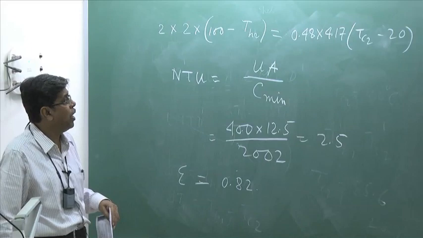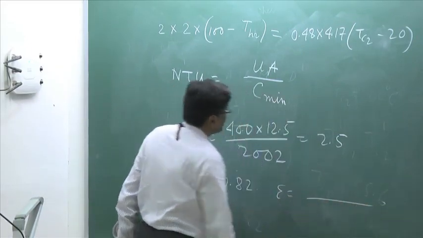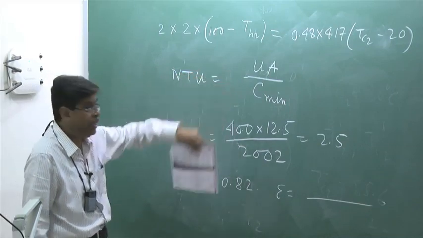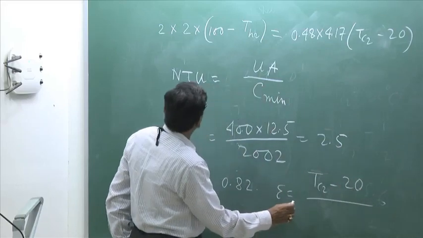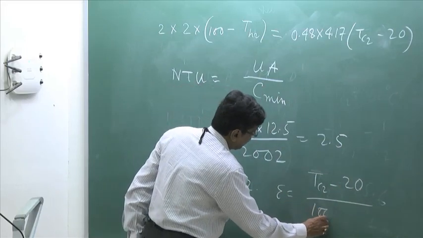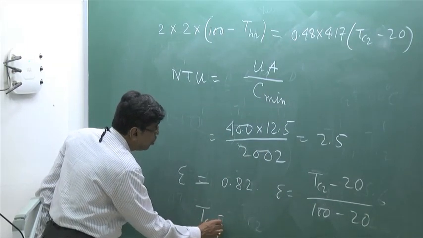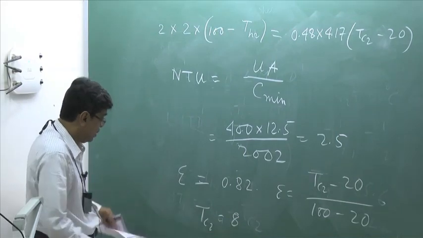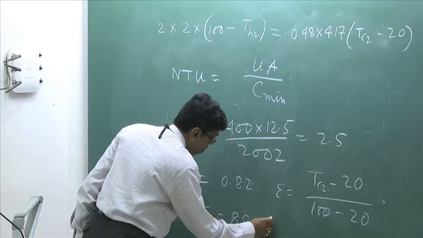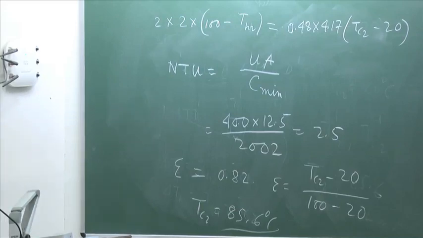Now when epsilon is 0.82, epsilon will be the temperature difference of the minimum fluid, TC2 minus 20, divided by TH1 minus TC1. That means the maximum temperature difference, 100 minus 20. And this gives TC2 equal to 85.6. Explicitly done.